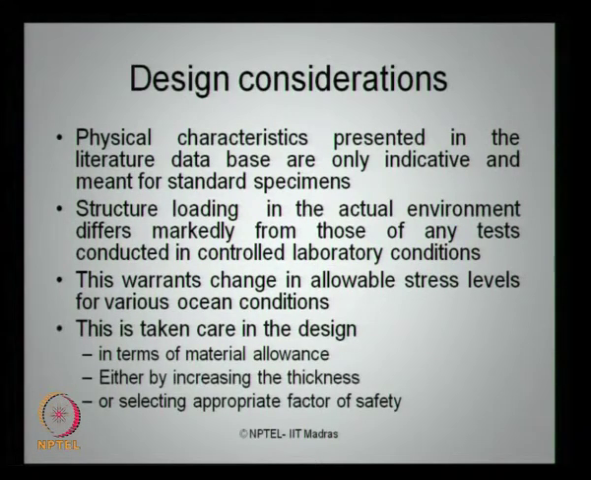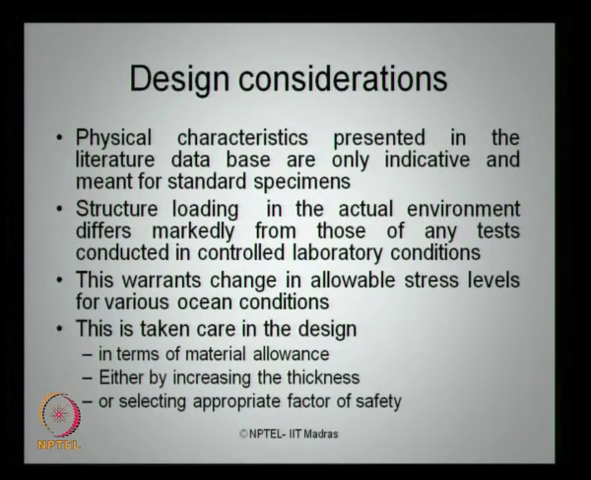So how is this taken care of in the design? This can be taken care of in terms of what we call material allowance. You can also increase the thickness of the member more than what is actually marginally required based on design consideration, because that allowance in increase in thickness can take care of uncertainties caused by change in the conditions in the ocean environment. You can also use what we call an appropriate factor of safety.